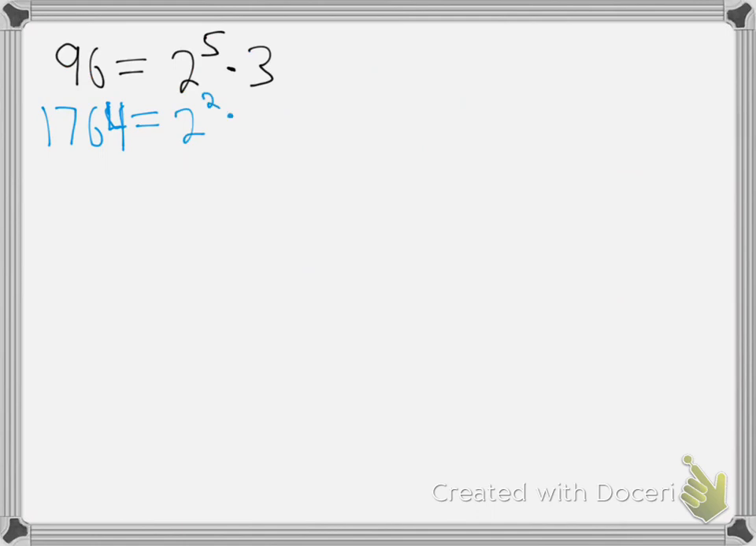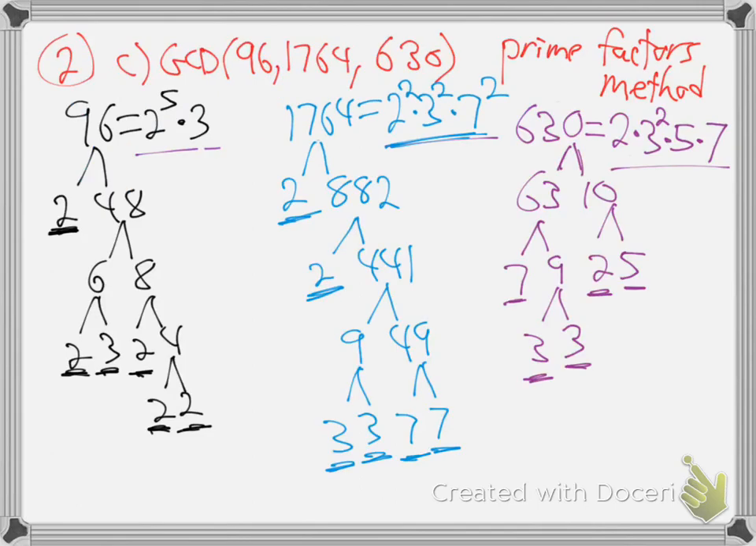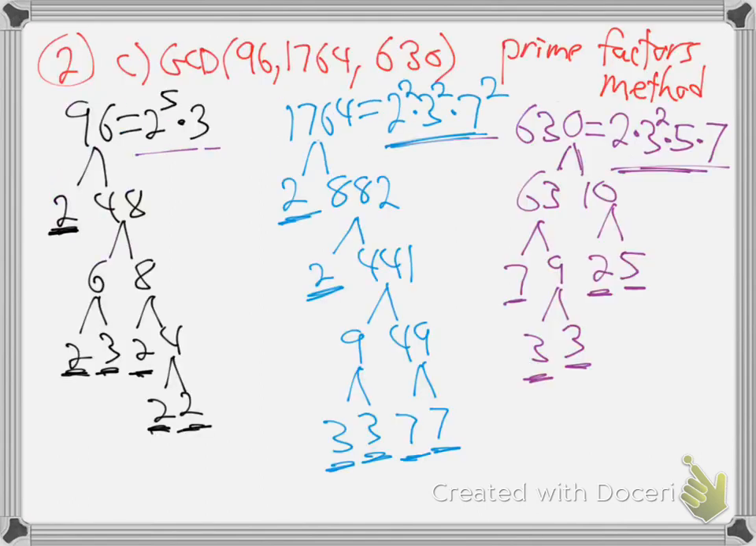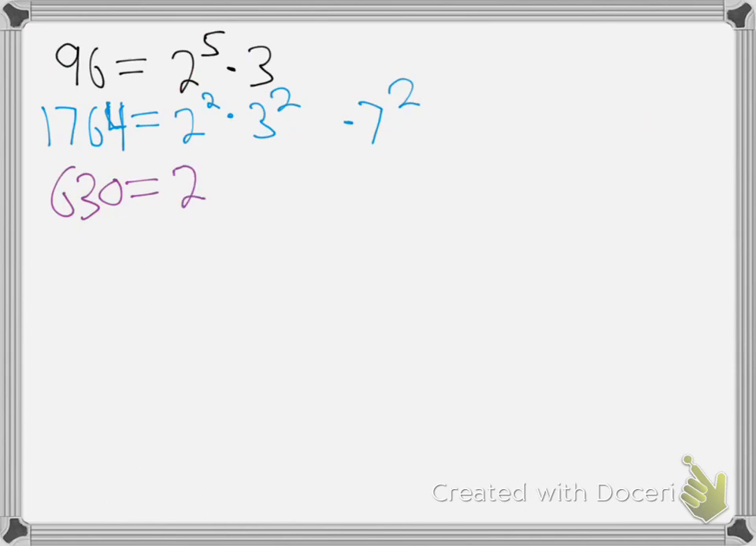So 2 squared, 3 squared. And I'm going to move the 7 squared over there. Why? Because I know I have a 5 coming in the next one, and I want to keep things lined up. So over here, that's 630, which is 2, 3 squared, 5, 7. All right. Are you ready?